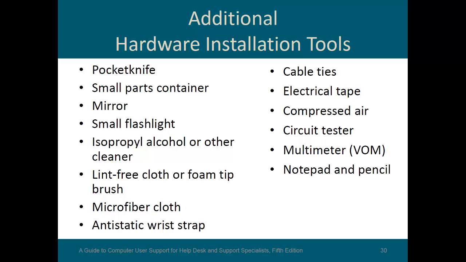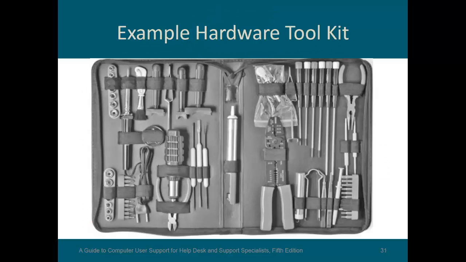Additional hardware installation tools, things like a knife, small parts containers, mirrors, flashlights. Lint-free cloth is very good. Circuit testers can be helpful. Cable ties and things like that. Here's an example of what a toolkit would look like.